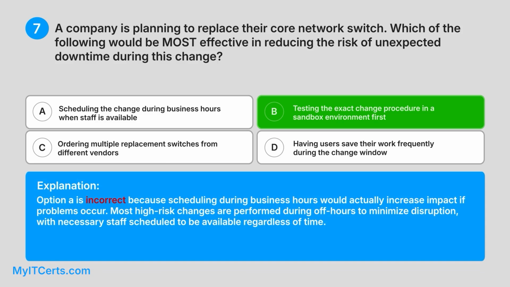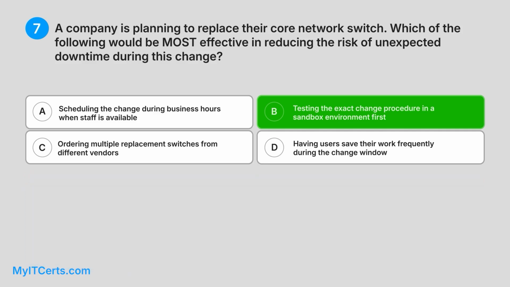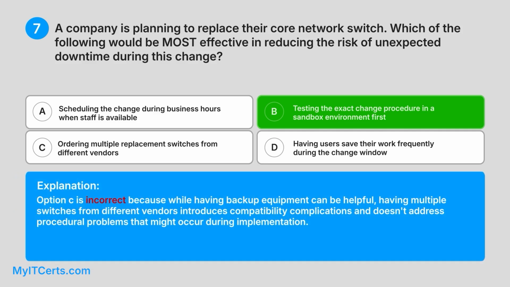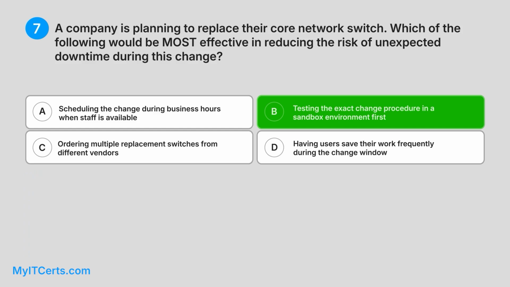Option A is incorrect because scheduling during business hours would actually increase impact if problems occur. Most high-risk changes are performed during off hours to minimize disruption, with necessary staff scheduled to be available regardless of time. Option C is incorrect because while having backup equipment can be helpful, having multiple switches from different vendors introduces compatibility complications and doesn't address procedural problems that might occur during implementation.